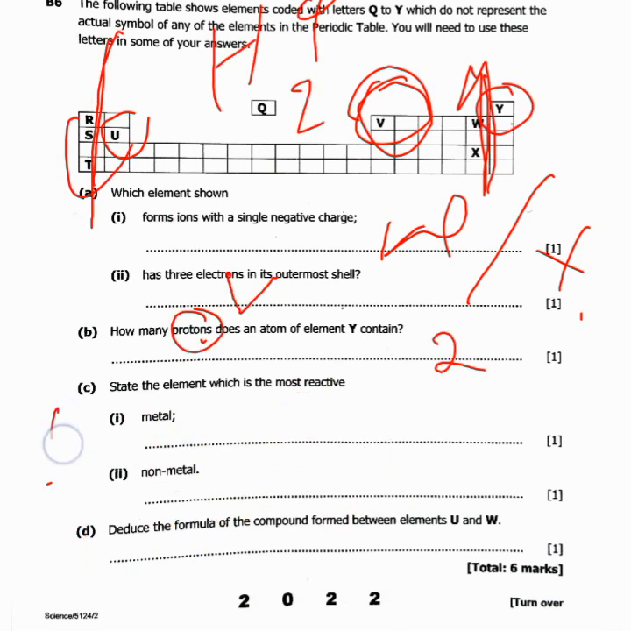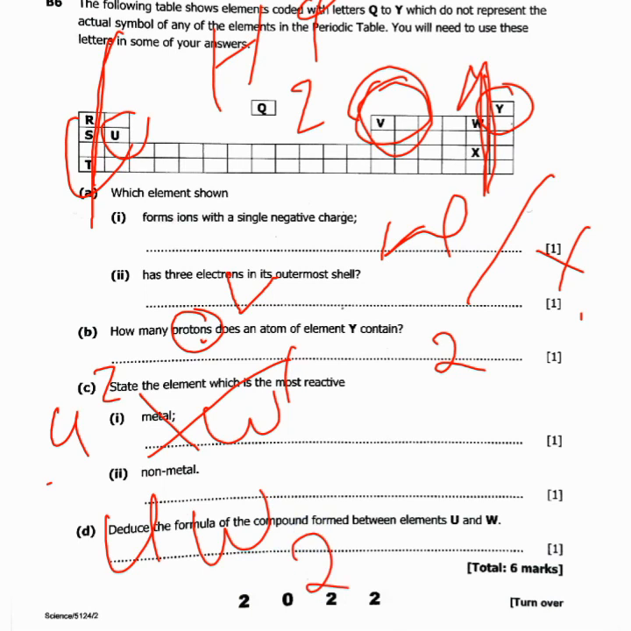So I've said U has 2, W has 1. When they react, they exchange. So it will be UW2. The 1 will come here, but the 1 should not be shown. Then the 2 will come this side, and we're going to show it because it's big. Any number from 2 going up must be shown, but if it's 1, it's not to be shown. So the chemical formula of the compound formed is UW2. This is how this question was supposed to be answered.